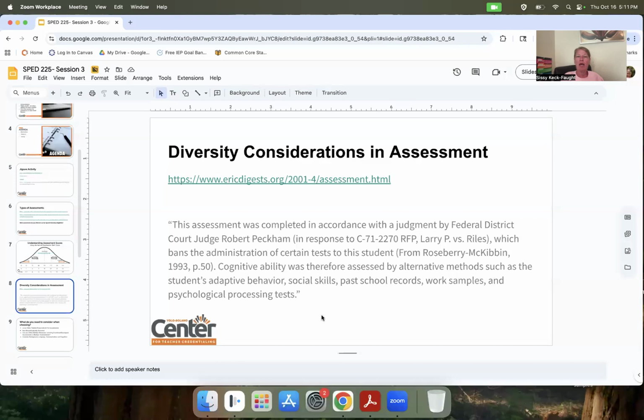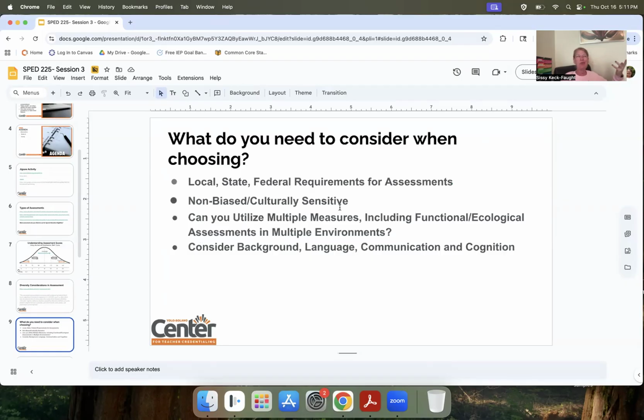All right. So, going into that, we are going to take a look at what you should consider when picking assessments. Of course, there are local, state, and federal requirements around assessments. So some assessments you might be able to give in certain states won't be able to be used in other states. But really, you want to think of things that are non-biased. You want to be culturally sensitive. You want to utilize multiple measures so that you're minimizing having to do 7 or 8 different assessments on a student, and you can just do one if it could capture more information.